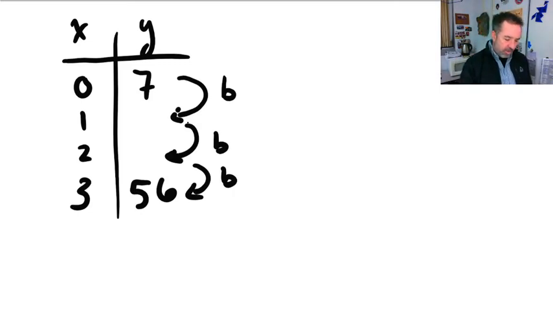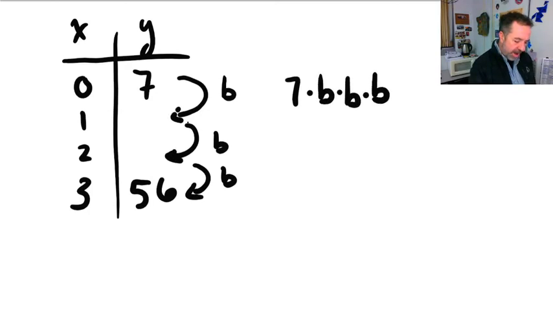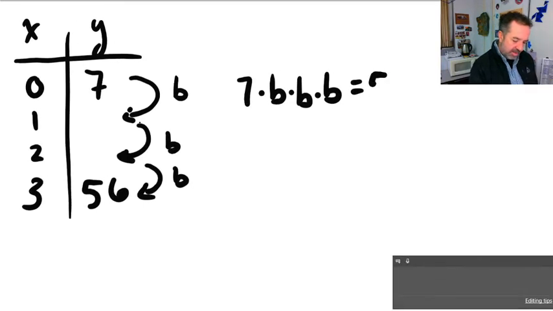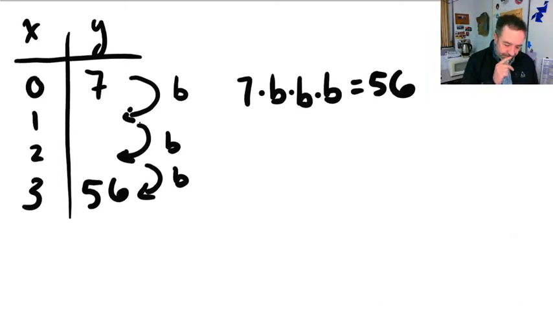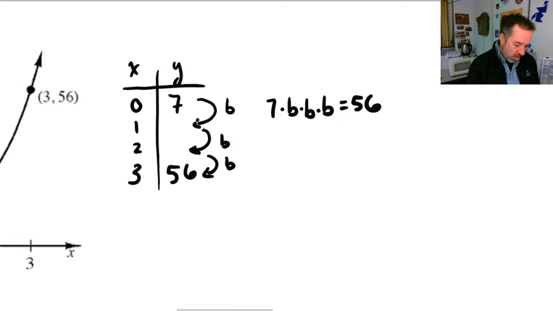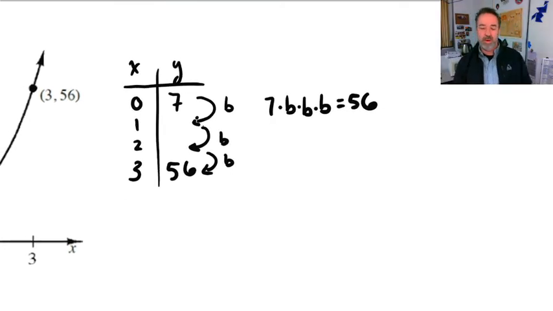So think about what we've just written down. We're saying that if we have 7 and we multiply it by 1, 2, 3 factors of b, we get the value 56. Okay, that's incredibly useful because this is like an equation that we could probably solve for b and we would know what our multiplier is. Now, if you're like me, you're probably guessing values at this point. And in this particular problem, it's easy to guess the value, right? We're going to know that we're right.